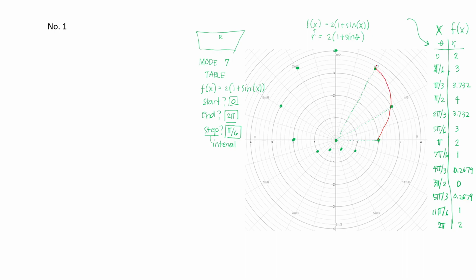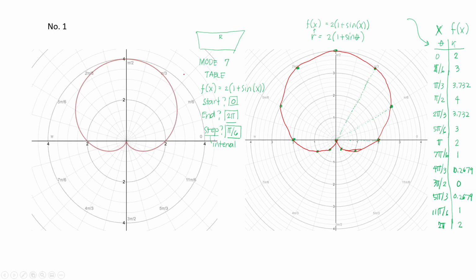So my graph may not be accurate, but that's the idea. Okay, then you now have the graph. And then this one is the graph coming from Desmos. So you just have to, again, you cannot use Desmos in the exam, but Desmos is just a tool in verifying your graph.